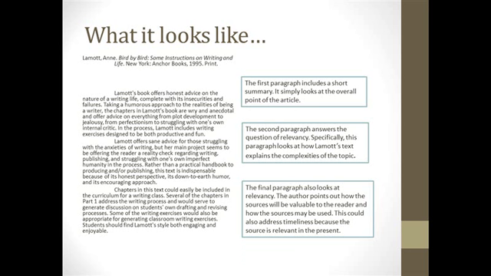Specifically, this paragraph looks at how Lamott's text explains the complexities of the topic. The final paragraph also looks at relevancy. It points out how the reader could use these sources. It could also address timeliness because the source is relevant in the present. We'll talk more about timeliness, relevancy, and summary, but you can see that this is essentially what your annotated bib will look like. You'll have your citation with a few short paragraphs that follow.